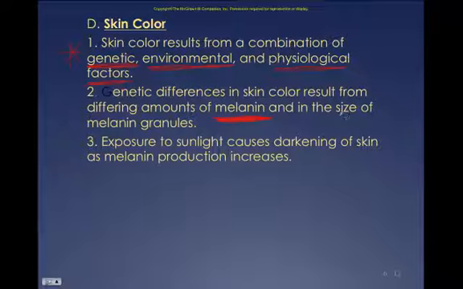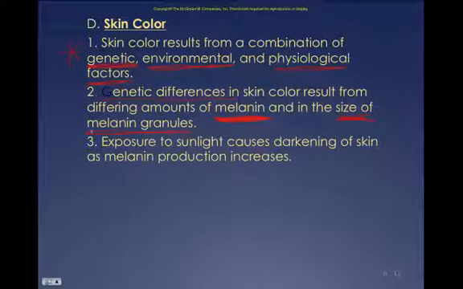Also, okay, the size of those melanin granules we find is different from individual to individual. So some melanocytes are coded to produce larger granules of melanin, and some produce smaller granules of melanin. And obviously, the larger the melanin granule, the darker your skin color would be. Okay, so those are the genetic differences that result in the different types of skin color that we have. So that's genetics.